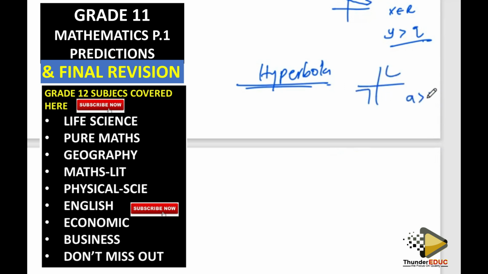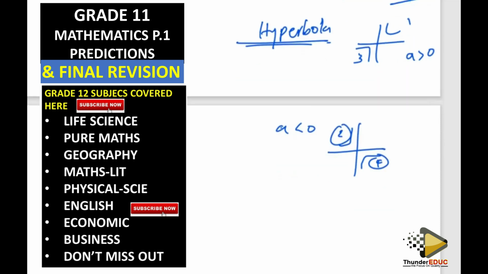If our a is greater than 0, then we expect the hyperbola to be in 2 quadrants, quadrant 1 and quadrant 3. Then if our a is less than 0, in other words it's negative, we expect the hyperbola to be in quadrant 2 and then quadrant 4. But these quadrants will be based on what we call the asymptotes.